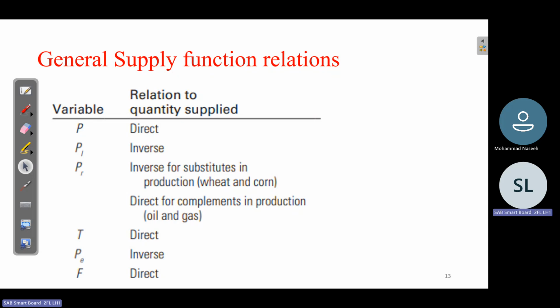Direct. The final one, F. Final factor: number of suppliers.